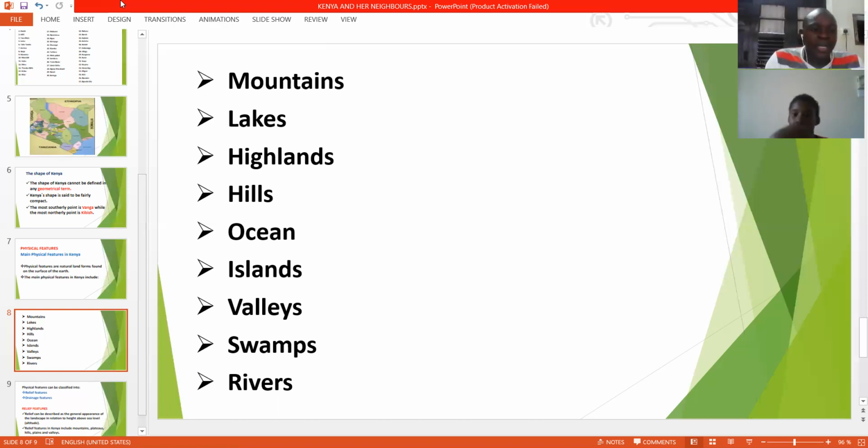So, okay, Joyce. We are supposed to actually look at the classification of the physical features. All that you've written down from mountains up to rivers can be grouped into two categories. Which ones do you think, Joyce, are the categories? You can say there are mountains there, there are highlands there, there are lakes, there are oceans, there are rivers, swamps. What are these two classifications?